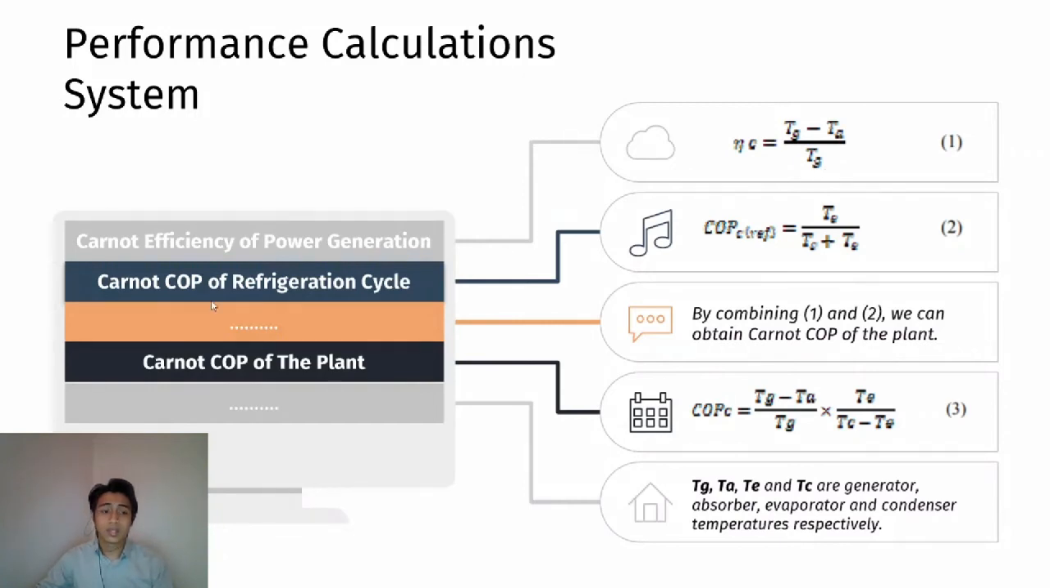The next is the Carnot COP of refrigeration cycle. This is the formula used in number 2, and by combining formula number 1 and number 2, we can obtain the Carnot COP of the plant. So this is the Carnot COP of the plant after we combine number 1 and number 2. Tg, Ta, Te and Tc are the generator, absorber, evaporator and condenser temperature respectively.